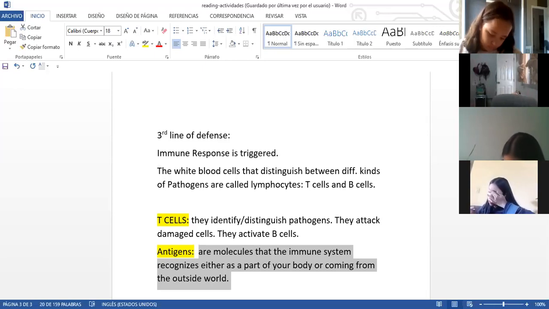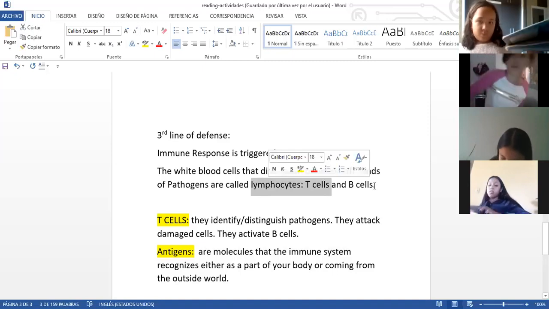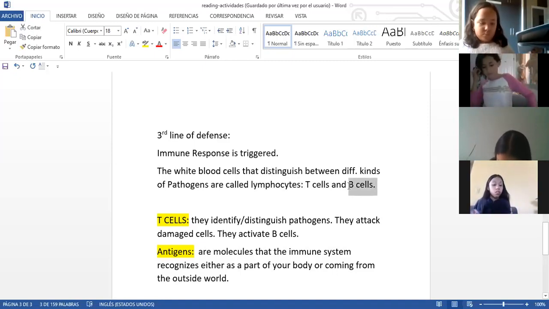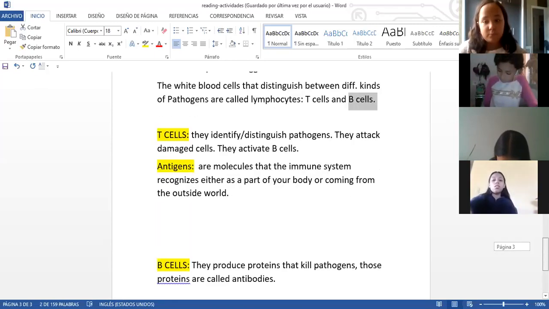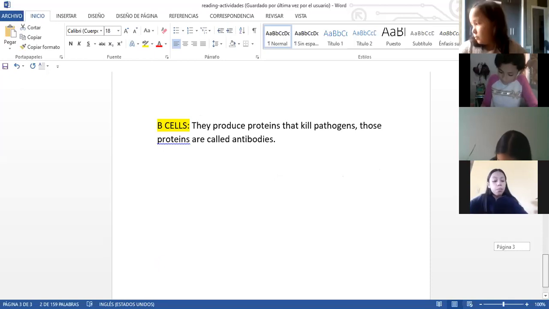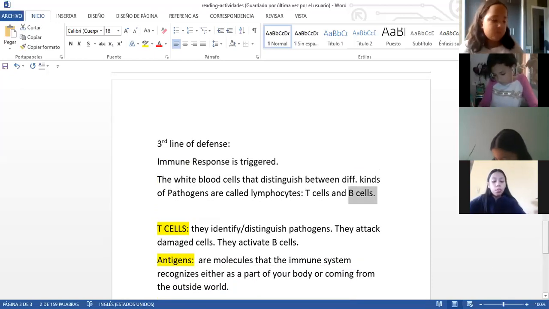Okay, now let's go to the next page, 184. Let's meet the next type of lymphocyte. We already talked about the T cell. Now let's go to the second type of lymphocyte, the B cell. Maria Laura, can you read the paragraph, please? B cells. The lymphocytes called B cells produce proteins that help destroy pathogens.